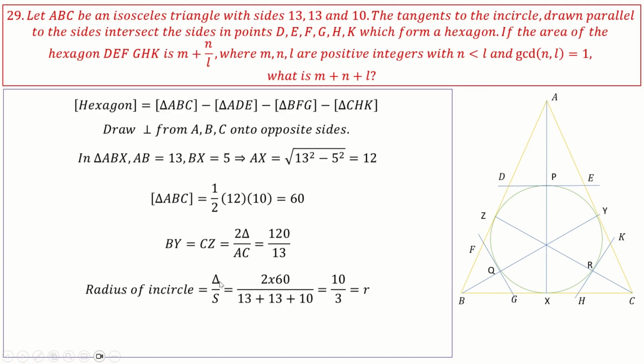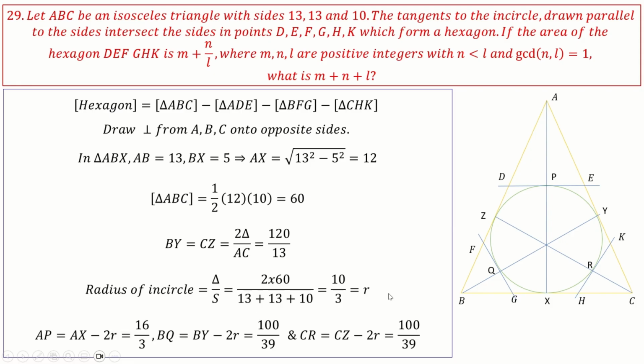So R is nothing but the area of the triangle by the semi-perimeter. So that is 10 by 3. This is my incircle radius. So now my AP is AX minus 2R, which is 16 by 3. BQ is BY minus 2R, which is 100 by 39. CR is CZ minus 2R, which is 100 by 39. Again, same, right? We know that BQ and CR will be the same because BY and CZ are also the same, and we are just subtracting 2R.